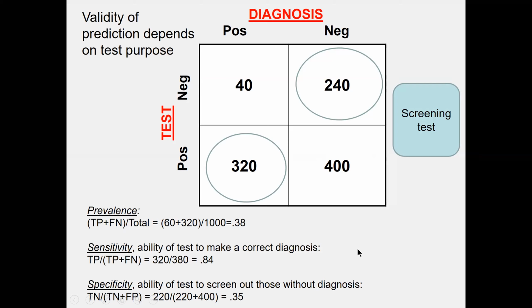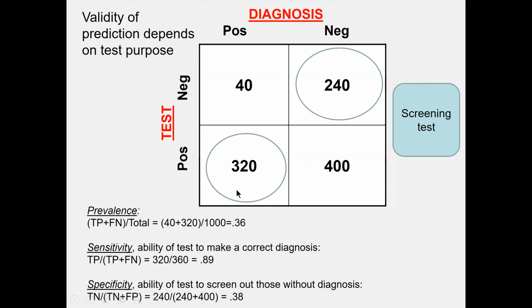I'm not going to go into all of these. I actually have some of the numbers wrong because I changed the slide, and this should be 40. This should be 320. Okay, I corrected my math in here. Excuse me, I had changed the slide and forgotten it. Okay, so we can look at the prevalence, sensitivity, and specificity.